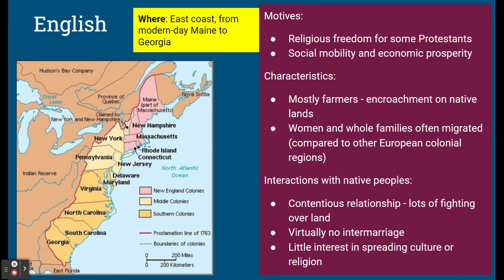There was virtually no intermarriage. There could be a couple of reasons for this. Part of it was because there were more women in the British colonies. Part of it was also probably because most of the settlers were Protestant and there was less interest in spreading culture or religion. They weren't trying to convert the natives. They just sort of wanted to push them out of the way. And that's essentially what we see happening in the British colonies, this constant push to the west, to push away the lands that native peoples lived on, push away the natives that lived on these lands.